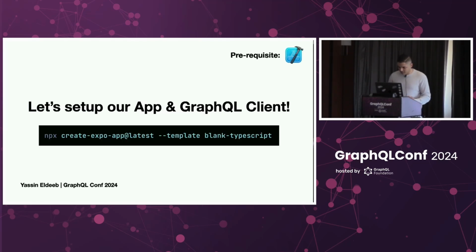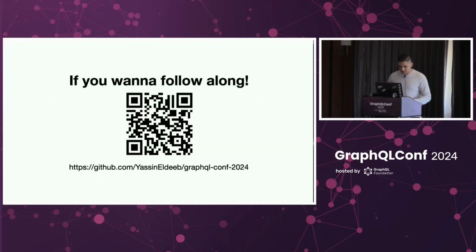And so let's set up our app and GraphQL client. Unfortunately, we have to have Xcode as a prerequisite, and it's not easy to set up. It's always full of issues. So if you want to follow along and have Xcode, that would be great. If not, we can follow along later. And so this is the command to create the Expo application. And if you want to follow along later, this is the QR code for the repository. So let's get started.